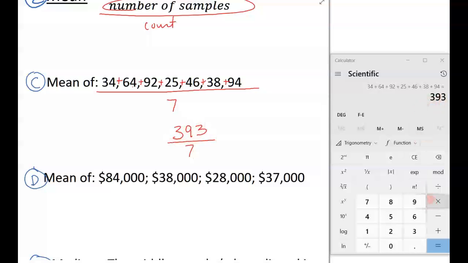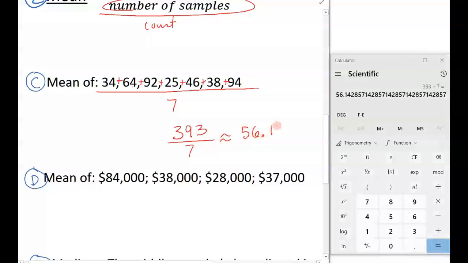Then I'm going to take that 393 and divide it by 7. To get a mean, we're going to estimate to 2 decimal places here, of 56.14. So the mean average of this set of numbers is 56.14.